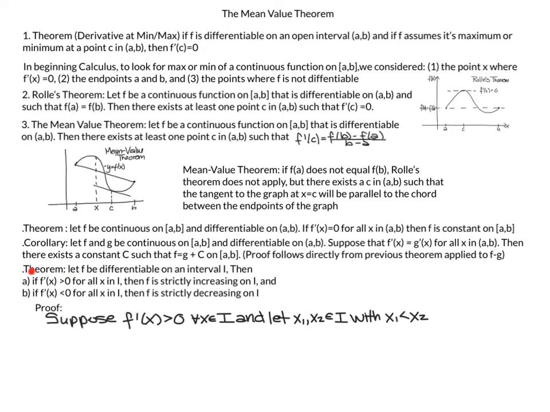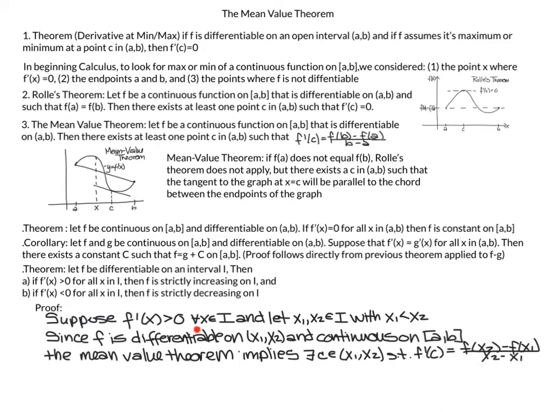We're going to start by supposing the derivative is positive, and we have x1 and x2 in our interval with x1 less than x2. Since f is differentiable and continuous, we can use the mean value theorem, and that implies that there exists a c in our interval (x1, x2) such that f prime of c is equal to f of x2 minus f of x1 all over x2 minus x1.